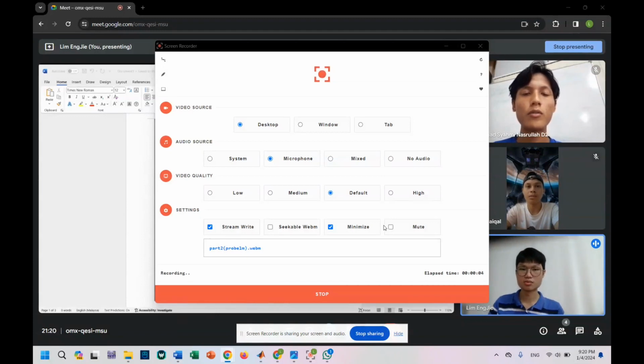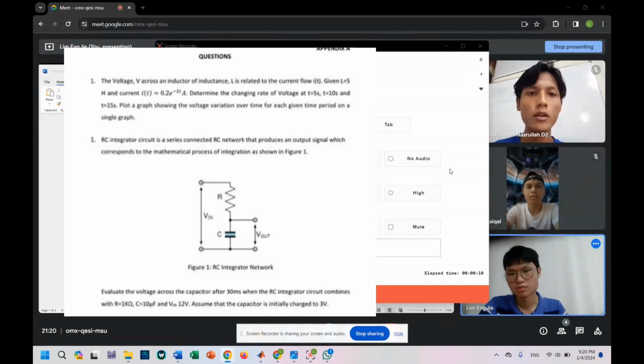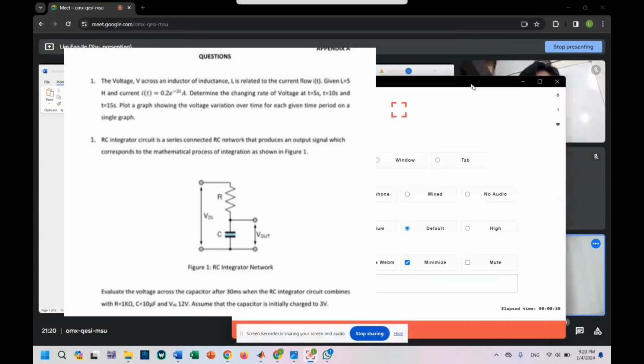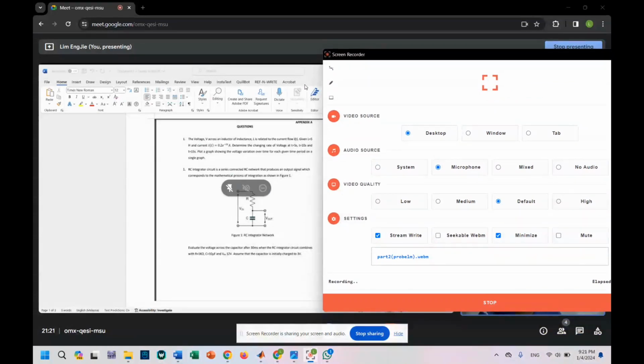Okay, so from the question, we have two problems. For question number one, the voltage across an inductor of inductance L is related to the current flow. Given L equal to 5 H and current I equal to 0.2 exponent power of negative 2t A. Determine the changing rate of voltage at t 5 second, t 10 second, and t 50 second. And then plot a graph showing the voltage variation over time for each given time period on a single graph.